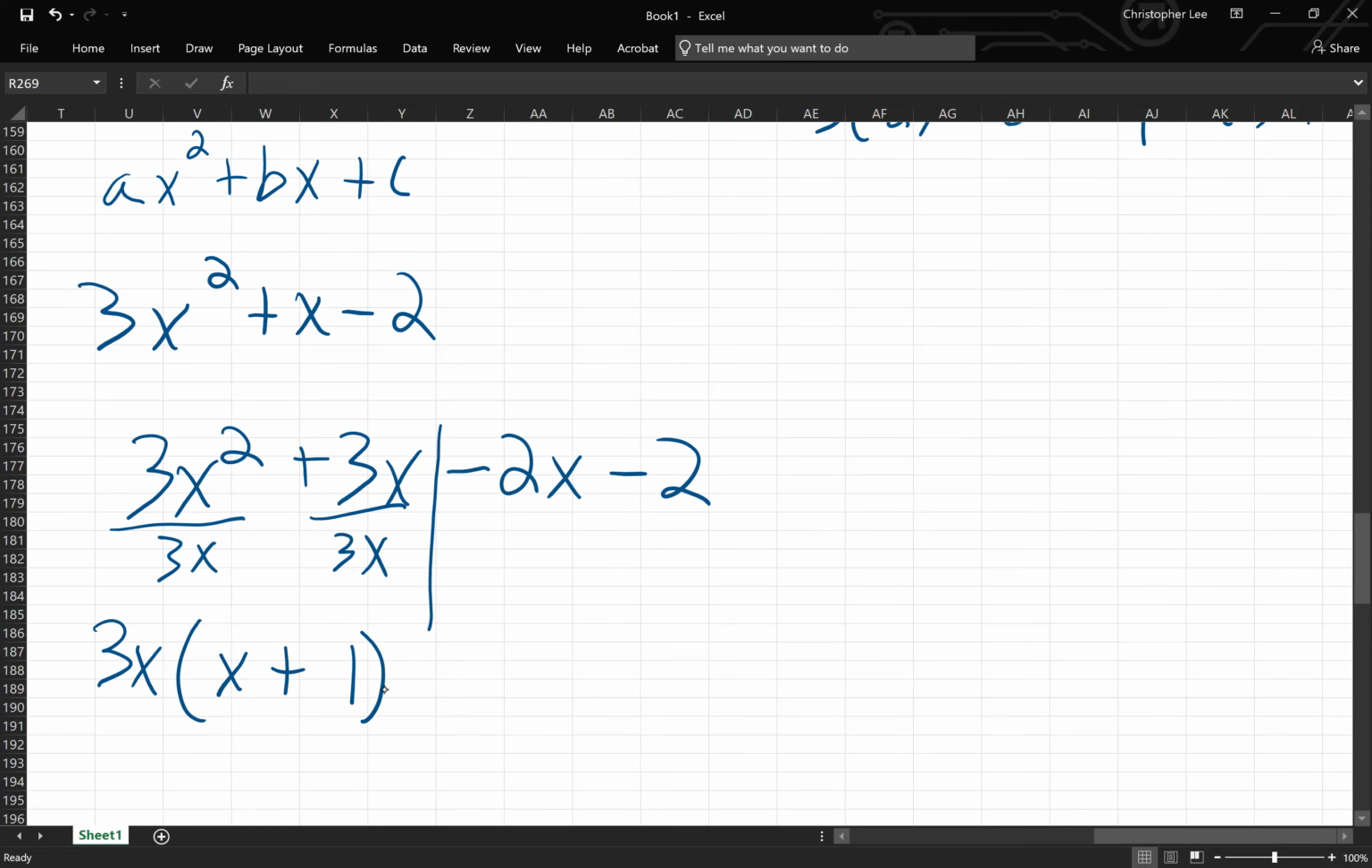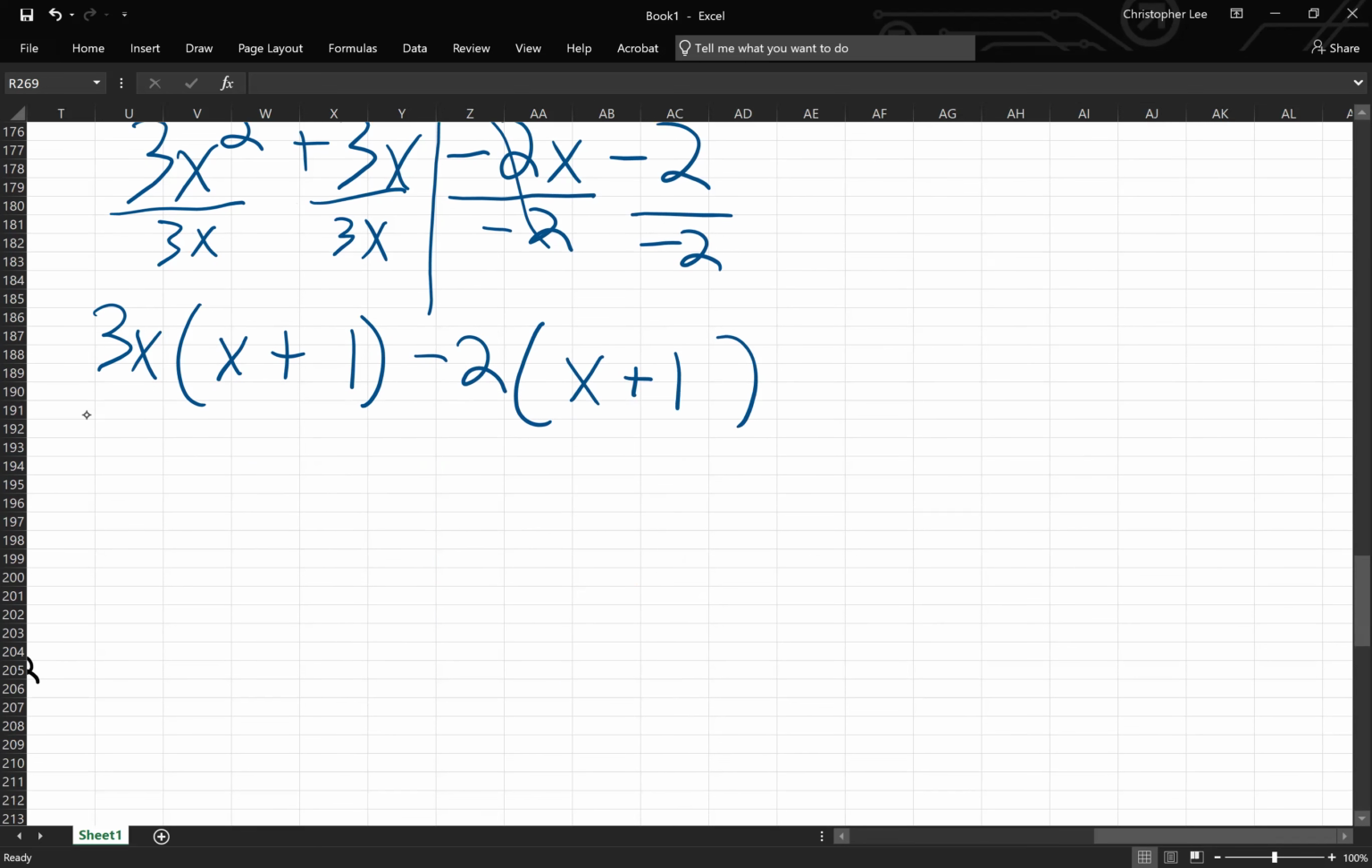Perfect. Now, this next one's a little bit harder. I have a negative 2x minus 2. What's the greatest common factor there? Negative 2, right? Remember, anytime I factor out negative 2, I'm dividing by negative 2. So negative 2x divided by negative 2 is what? X. And negative 2 divided by negative 2 is positive 1, right? Negative divided by negative is positive.